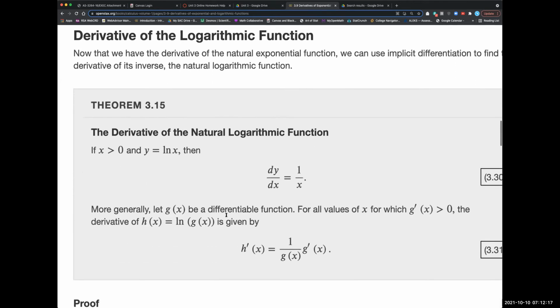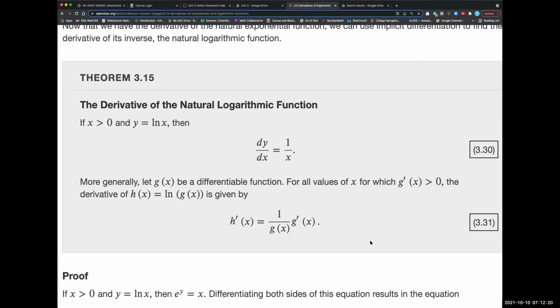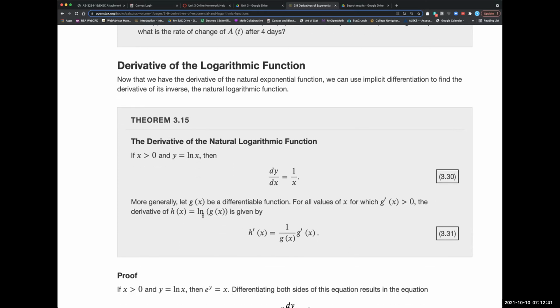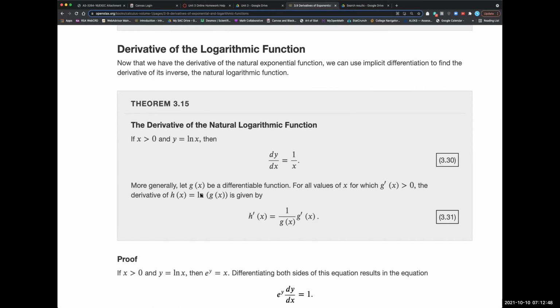Now, the derivative of logs is a different case. The ln, the natural log, is the inverse of the e to the x function. That's the direct relationship. The derivative of the natural log of x is just 1 over x. The general form is the derivative of ln of h of x is 1 over what's inside times the derivative of the inside, the chain rule again.